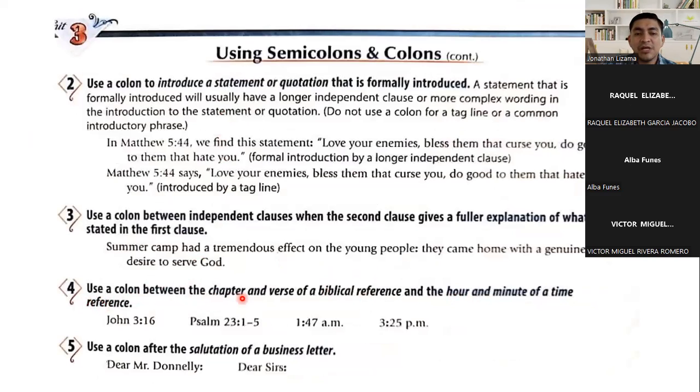Use a colon between the chapter and verse of a biblical reference and the hour and minute of a time. Utilice los dos puntos entre los capítulos o versículos bíblicos, la hora o los minutos. John 3, colon, 16. Psalm 23, colon, 1 to 5. 1:47 a.m., 3:25 p.m. Use a colon after the salutation of a business letter. Utilice los dos puntos después del saludo en una carta de negocio. Dear Mr. Donnelly.